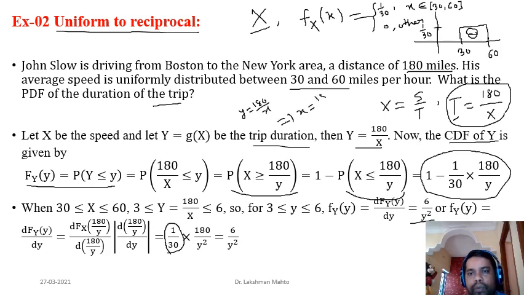So from here you can find the Jacobian of transformation, dx by dy. It would be in terms of 180 by y square. And here we are taking the mod, so the minus sign is automatically rectified, and you just simplify. After simplification, you will see that the PDF you get directly with the help of the Jacobian also takes the same value, 6 by y square, that we had already got by differentiating the CDF of y. So there are two different approaches.